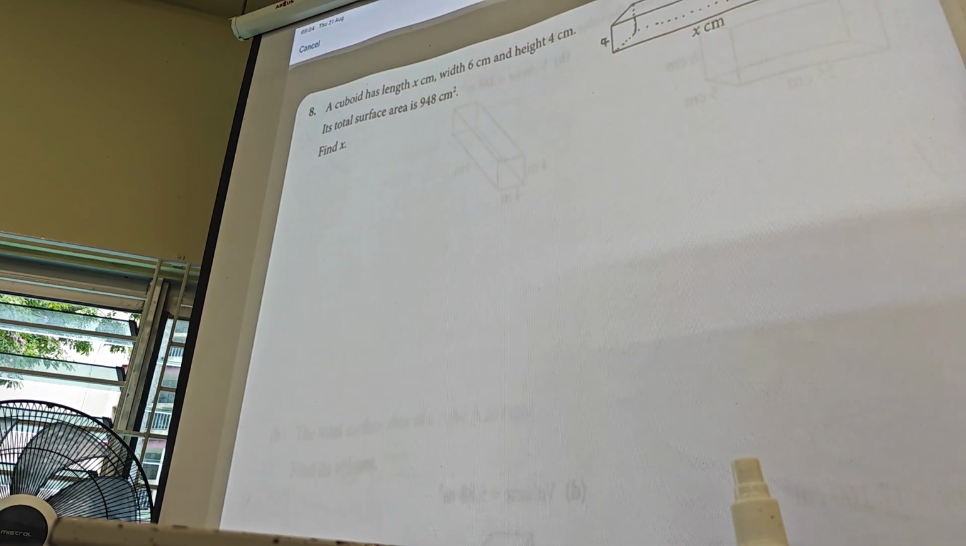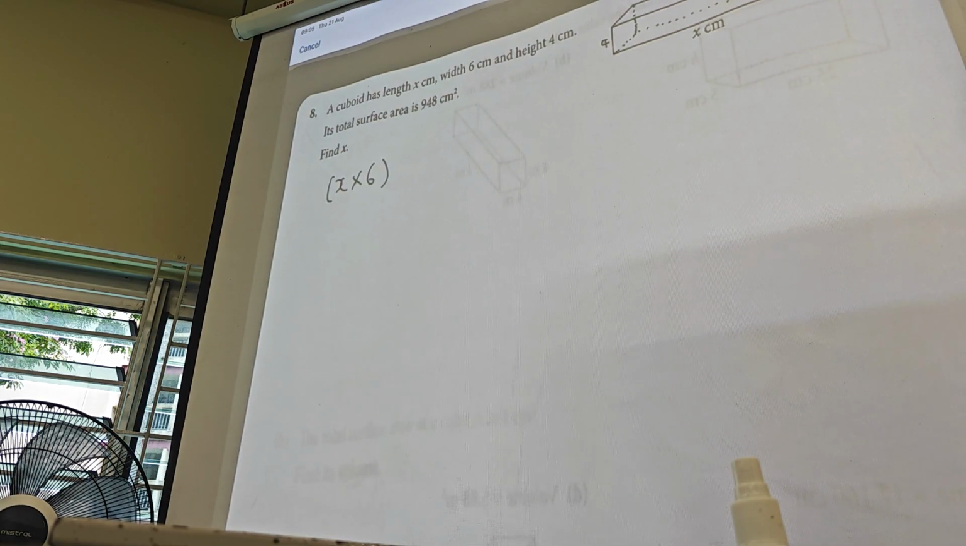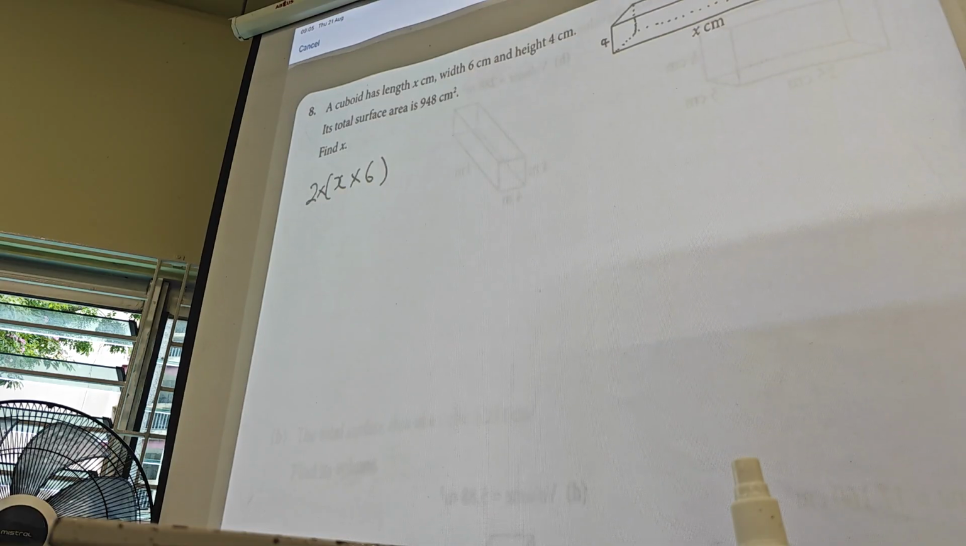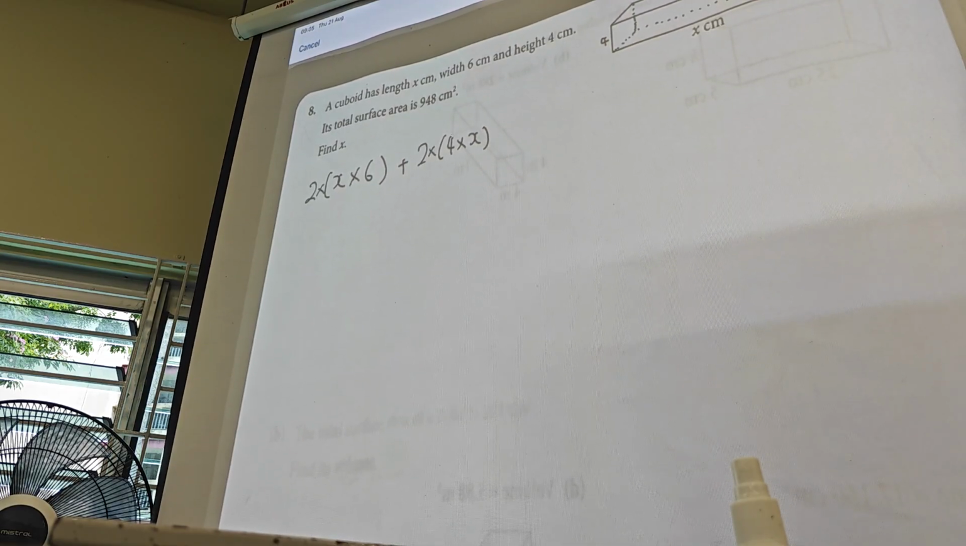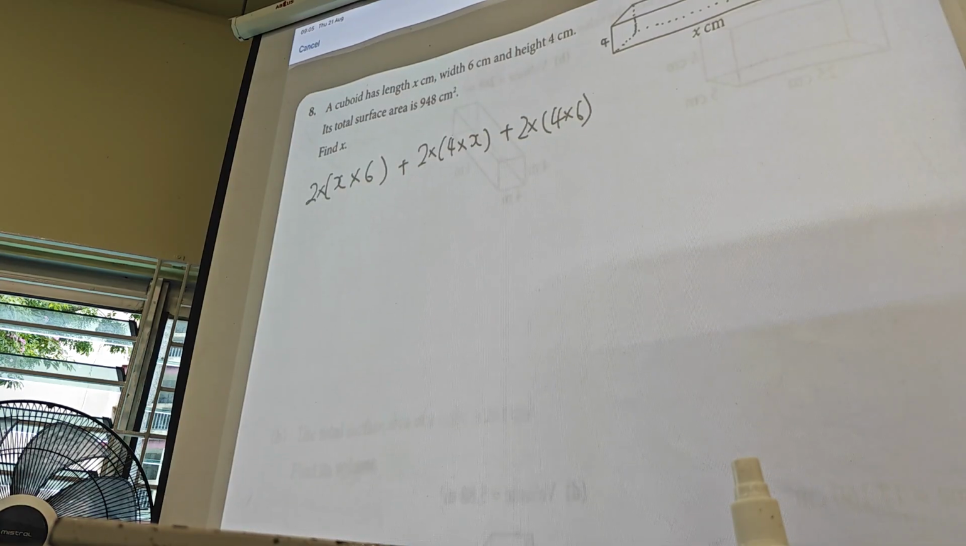So altogether there are 6 sides. If I go and add up these 6 sides, the top and the bottom is x times 6. Then I have top and bottom, so I have 2 of them. Then the front and the back, I will have 4 times x. Then I have front and the back, so I also have 2 of them. Then I have the left and the right. Left and right are 4 times 6. And also 2 of them.